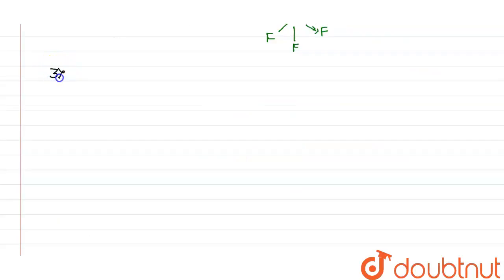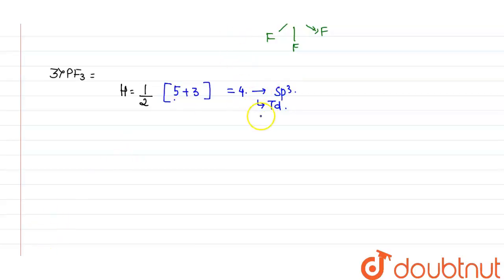Now the next is PF3. Similarly, hybridization will be equal to half of the number of valence electrons, which will be 5, number of monovalent atoms 3, no cationic, no anionic charge, so again this value will come out to be 4. When the value is 4, it is sp3 hybridization and tetrahedral geometry. So as it is tetrahedral geometry, the bond angle here is 109 degrees. So the structure will be like this.